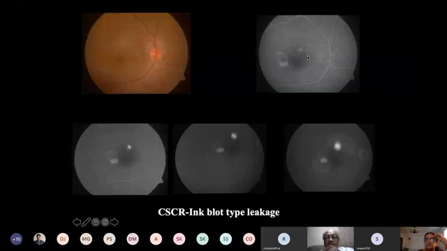Whereas in a leakage, another pooling that we are seeing over here is of the serous detachment. If you were to see a 3-dimensional image, you could make out that there is fluid in this area.